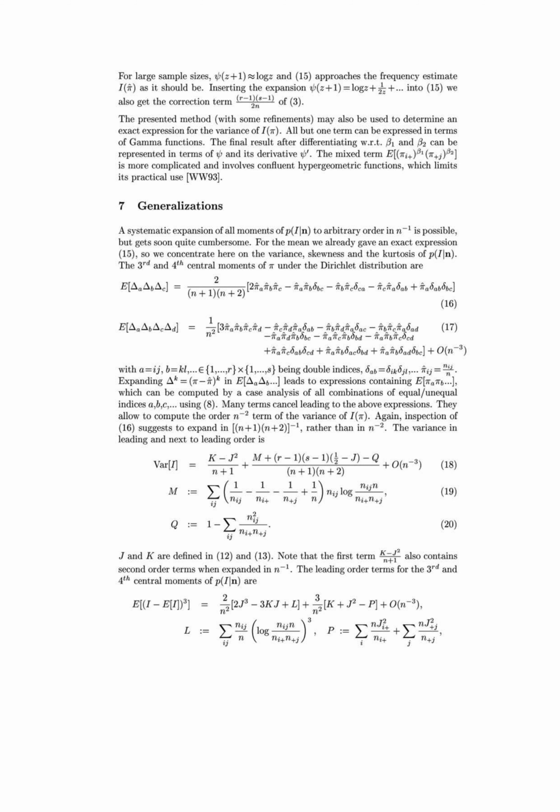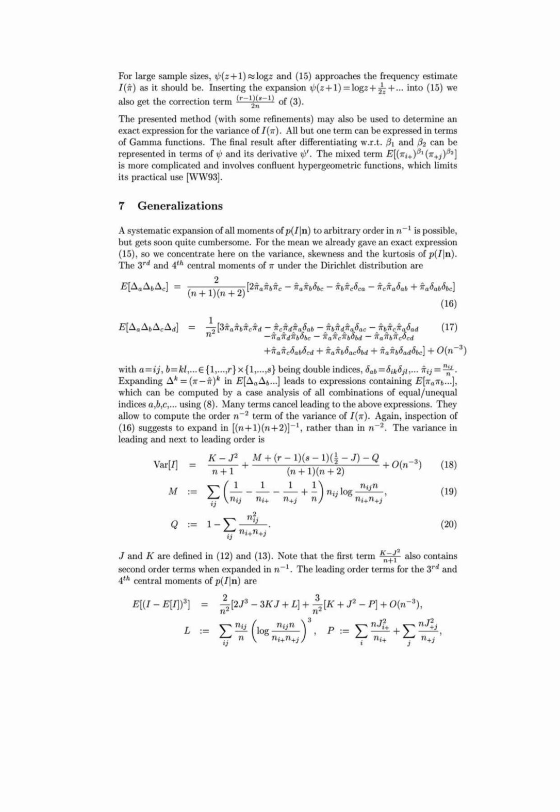Again, inspection of the exact expression suggests expanding in (n+1)(n+2) rather than in n^-2. The variance in leading and next to leading order is given by the expression with K minus J squared plus the correction terms, with J and K as in equations 12 and 13. Note that the first term also contains second-order terms when expanded in n^-1.